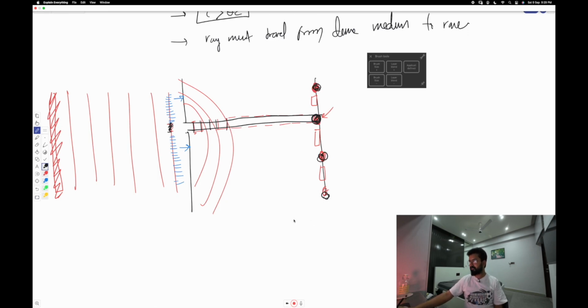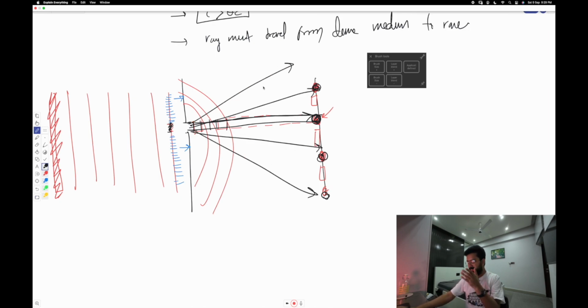That means the wave is not just traveling straight at this point, the wave is also reaching other points on the wall. That's the basic understanding. And that's what we call diffraction, as simple as that. This phenomenon is what we call diffraction. But why does a wave travel to every part of the wall instead of only one part on the wall?